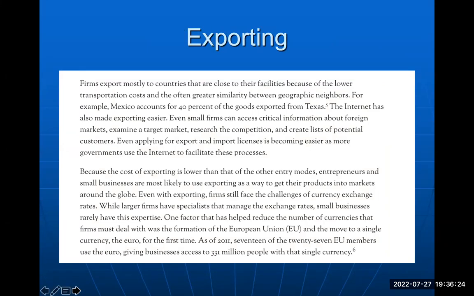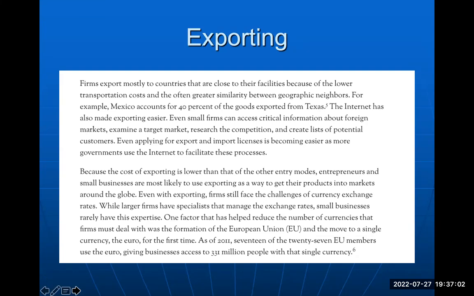All right, exporting. Firms export mostly to countries that are close to their facilities because of lower transportation costs and the often greater similarity between geographic neighbors. So you find, for example, that a lot of exporting happens from the United States to Jamaica, Jamaica to other countries, United States to Canada, Canada to United States, United States to Mexico, Mexico to United States, because they're in close proximity. Usually companies try not to export to countries that are way out because it's going to incur a lot of supply chain costs.